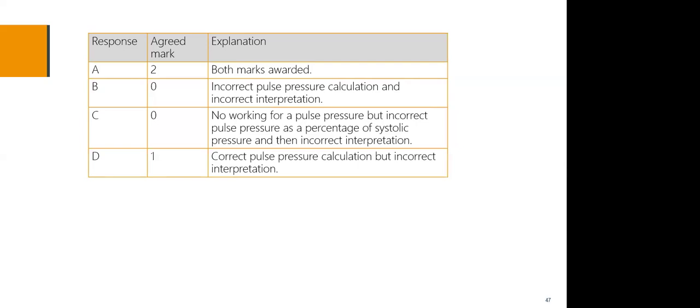And then part C, again, no marks. Incorrect calculation of the pulse pressure and incorrect interpretation of what they've got. D gained 1 mark for the correct calculation of the pulse pressure, but then interpreted that as being not healthy, so they didn't get the second mark.